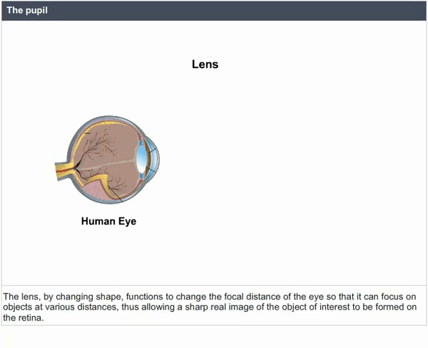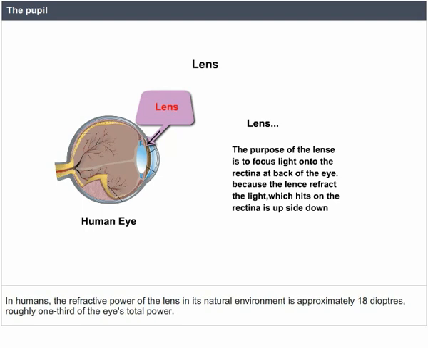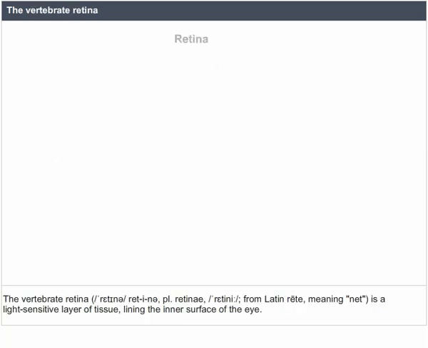The lens, by changing shape, functions to change the focal distance of the eye so that it can focus on objects at various distances, thus allowing a sharp real image of the object of interest to be formed on the retina. The lens is also known as the aquula, Latin for a little stream, of aqua, water, or crystalline lens. In humans, the refractive power of the lens in its natural environment is approximately 18 diopters, roughly 1/3 of the eye's total power.